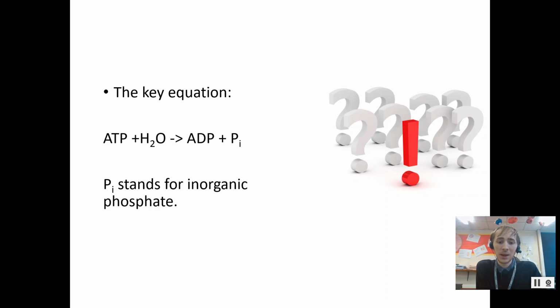You're going to see Pi in a lot of places. Pi is the universal inorganic phosphate shortening. Now, obviously, that is not a chemical symbol. It does contain phosphorus, but it contains oxygens and hydrogens as well. We just use Pi as a shortening. So that's not a balanced chemical equation, but it's the best we're going to do for now. 20 seconds to write that down.